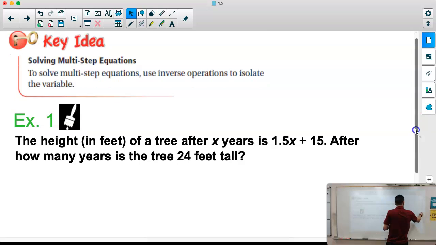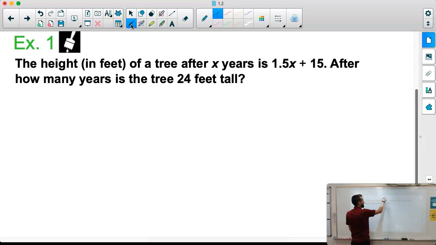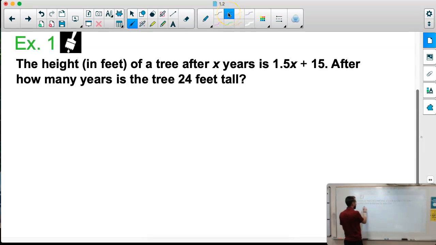So down below, we have a problem here. And again, it's a word problem, so we want to start. I mentioned this before. We're going to start by reading the question. After how many years is the tree 24 feet tall? So the question even has something in there. They want to know how many years. So X is the number of years you can see here. After how many years is the tree 24 feet? Like that's what we're trying to figure out.